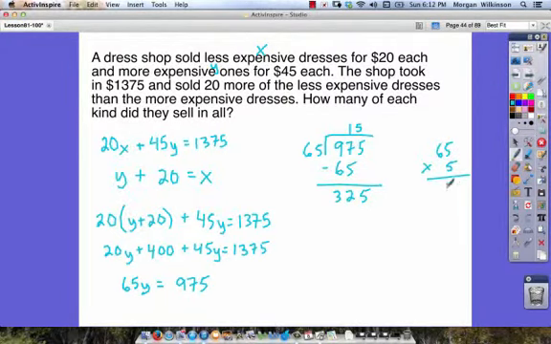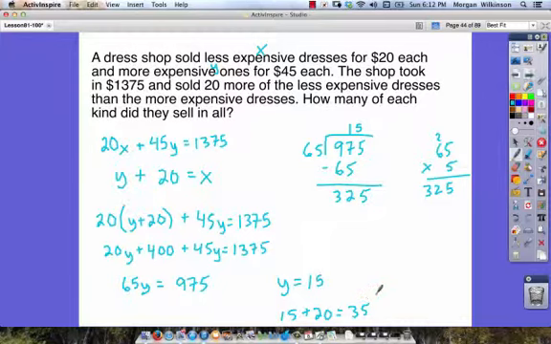5 times 5 is 25, carry the 2. 5 times 6 is 30, plus 2 more is 325. Very good. So we've got an answer of 15. Y must be equal to 15. So Y is 15, so that's the number of more expensive dresses. They were $45 each. Now Y plus 20 equals X. So 15 plus 20 is going to equal the number of less expensive dresses, and that's equal to 35.